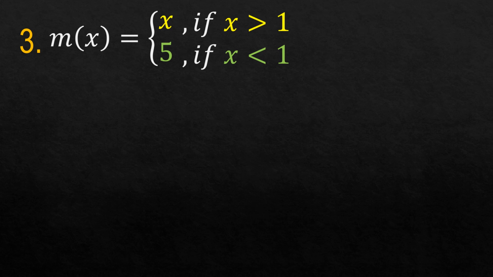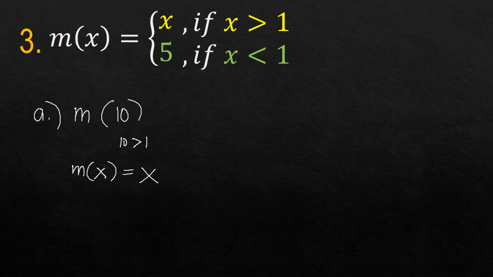The next example, m of x is equal to x if x is greater than 1, and m of x is equal to 5 if x is less than 1. Okay, so let's try to evaluate. Let's say, for example, what is m of 10? 10 is obviously greater than 1. So meaning to say, we are using m of x is equal to x, because that is a subfunction that contains all values of x greater than 1. So m of 10 is itself 10, identity function.